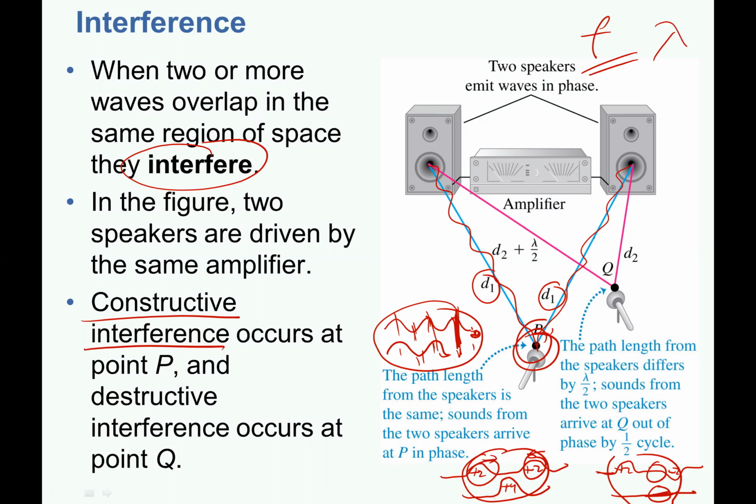But when they get to, for example, a second point Q, let's say this one comes in with a crest and this one comes in with a trough. Oh, let me do it like this.